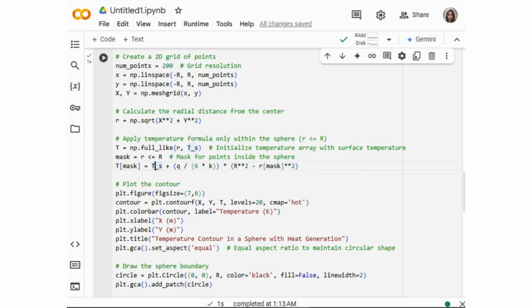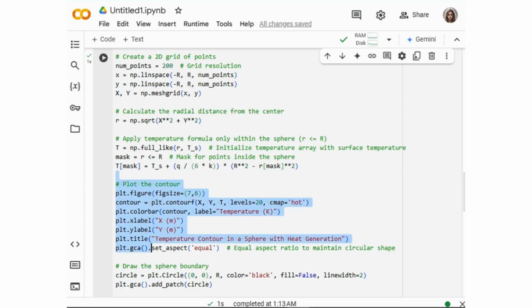and this will apply the temperature equation only inside the sphere. Points outside the sphere remain at Ts. This ensures our contour plot only displays temperature within the physical sphere.